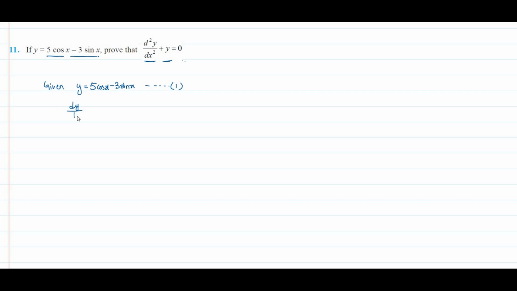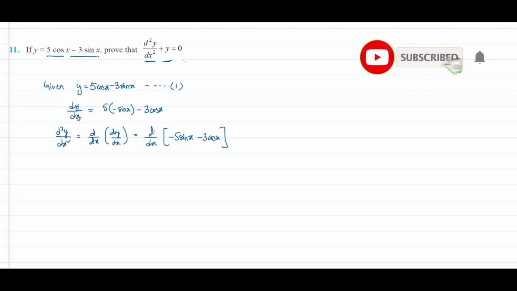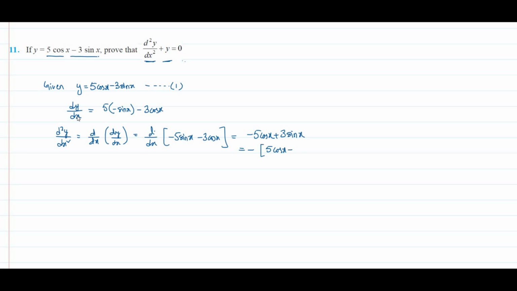Now dy by dx, let us find it. It is 5 of minus sin x minus 3 cos x. Now differentiating this, we will be getting d square y by dx square, that is equal to d by dx of dy by dx. Now what was dy by dx? That was minus 5 sin x minus 3 cos x. So basically that will be giving us minus 5 cos x plus 3 sin x. Now if we take minus common from here, it will be minus of 5 cos x minus 3 sin x.